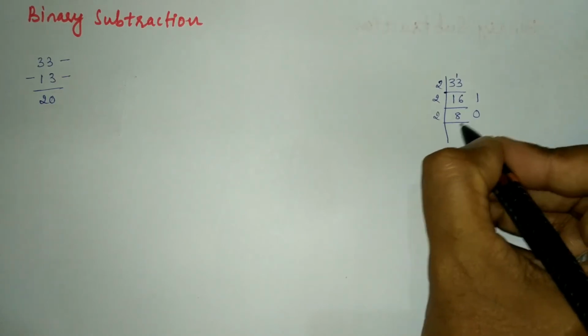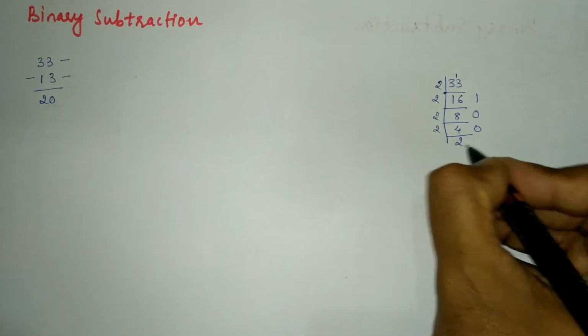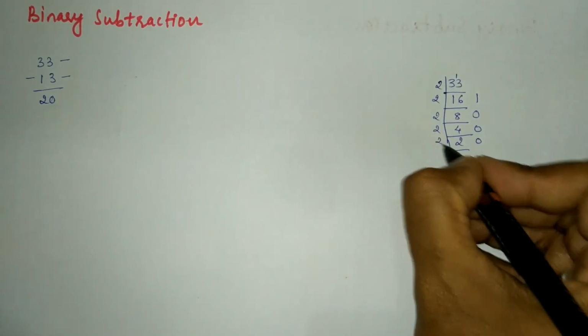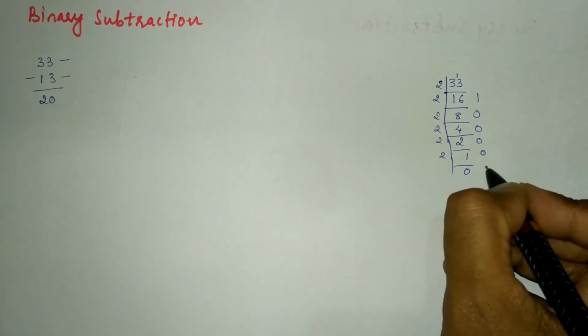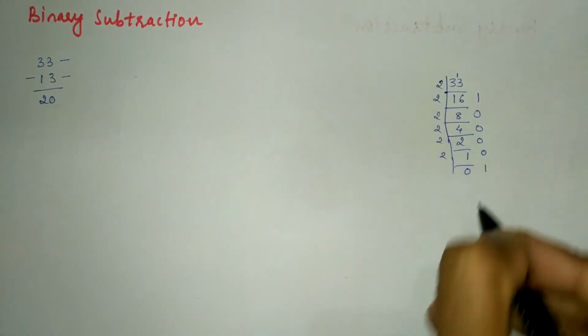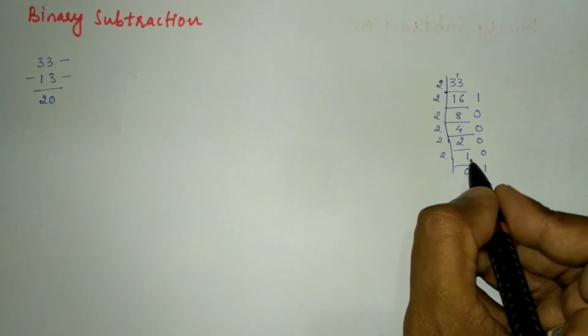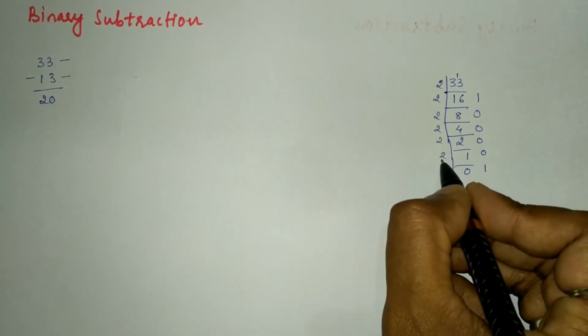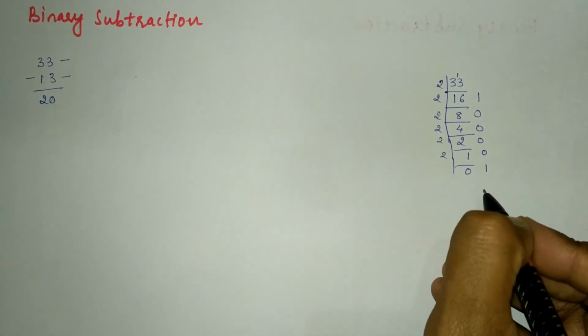So again divide by 2. 2 4s are 8, remainder is 0. 2 2s are 4, remainder is 0. 2 1s are 2, remainder is 0. Next, 2 zeros are 0, and this quotient will become the remainder. So as per the basic mathematical rule, when the numerator is less than the denominator, the numerator acts as a remainder and the quotient becomes 0.